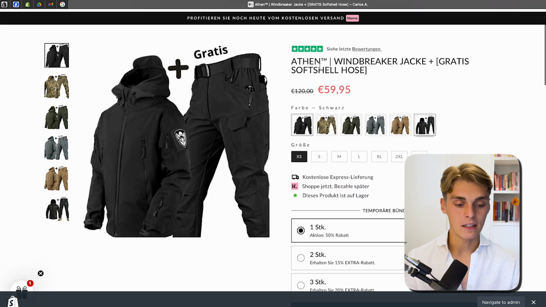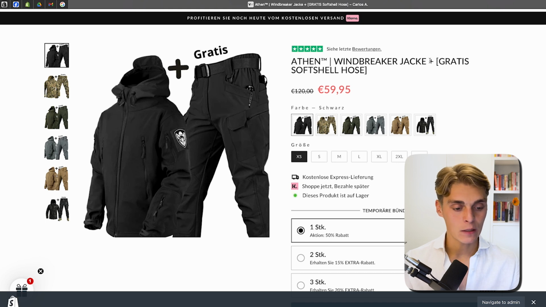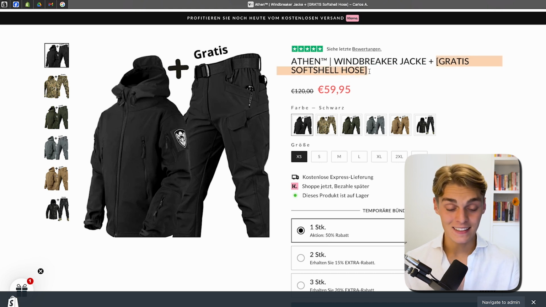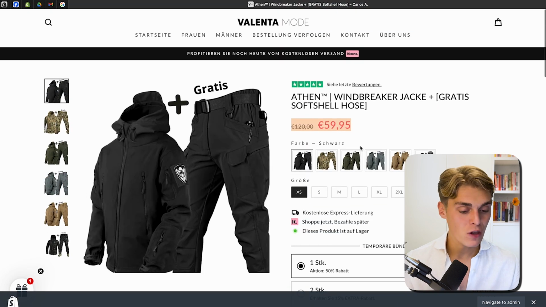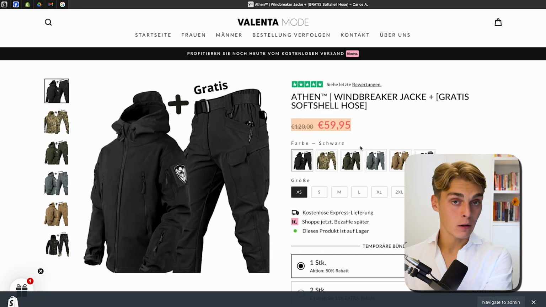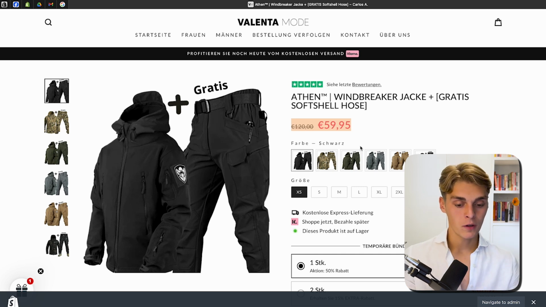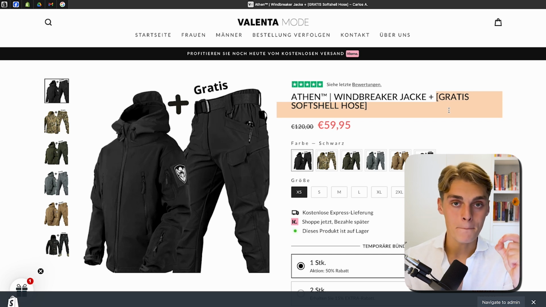So as you can see here, this is a wind break tactical suit. The only thing that we changed to make this a winner is that we put here, you get a free soft shell jeans. This is the exact same price that I used, the exact same images, the exact same product description, and everything the same. The only thing that we changed in order to go from being unprofitable to really profitable is to tell the people that they get a free soft shell jeans. This is how you make winners.